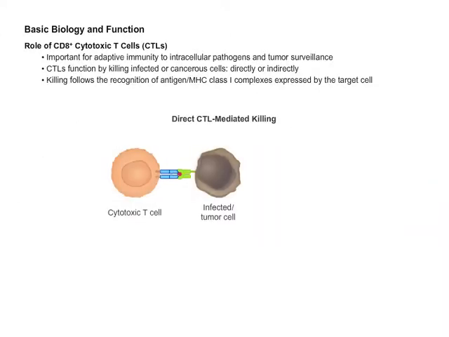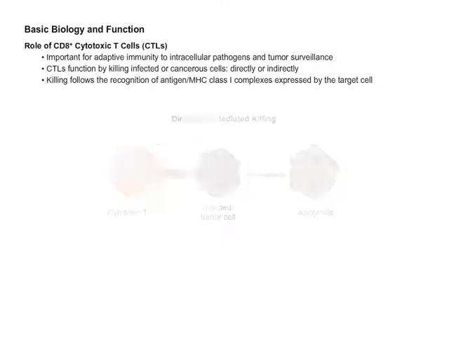Direct CTL killing requires cell-cell contact and commonly results from the release of cytolytic enzymes such as granzyme B and perforin. Perforin released by the CTL forms pores in the membrane of a juxtaposed target cell, allowing passive inward diffusion of granzyme B, which then triggers apoptosis of the targeted cell.